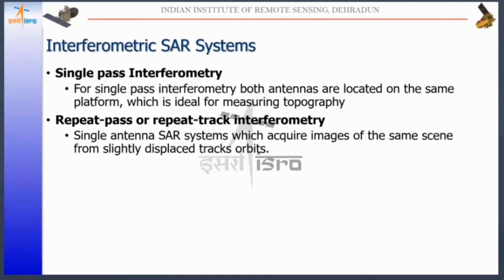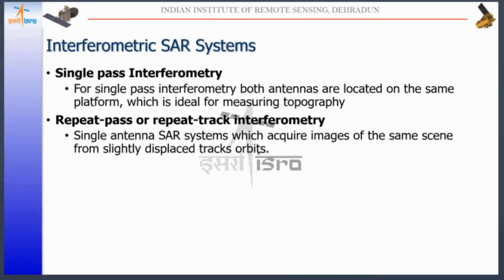Most of the SRTM DEM that we use, the 90-meter and 30-meter, are both derived through the interferometry technique. And which is the mode? It is the single pass interferometry.